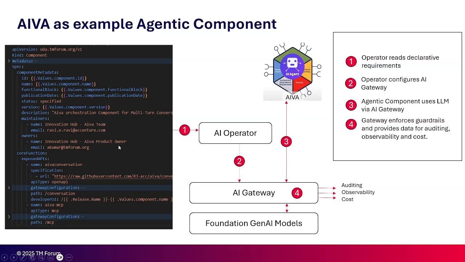And the process follows 4 steps. An operator reads the declarative requirements, configures the AI gateway, grants the component access with authentication and endpoint details for accessing the language models, and it enforces the guardrails while providing this data for auditing, observability, and cost management. And this forms the foundation for what the Canvas must provide to support multi-vendor AI agents across every functional domain, enabling governance, control, and responsible AI adoption at scale.